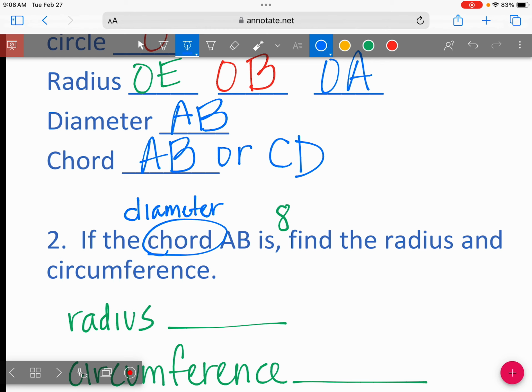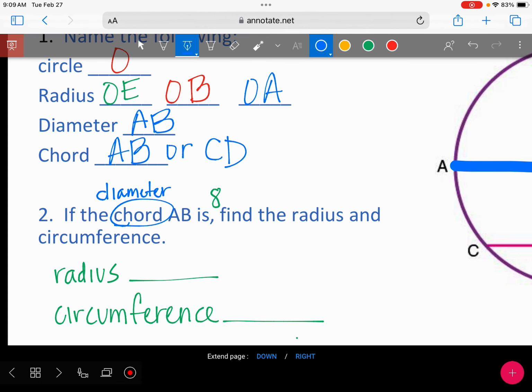Okay? So because it's 8, then what would the radius be? 4, because your radius is always half of 8. So if you take 1/2 times 8, you get 4.